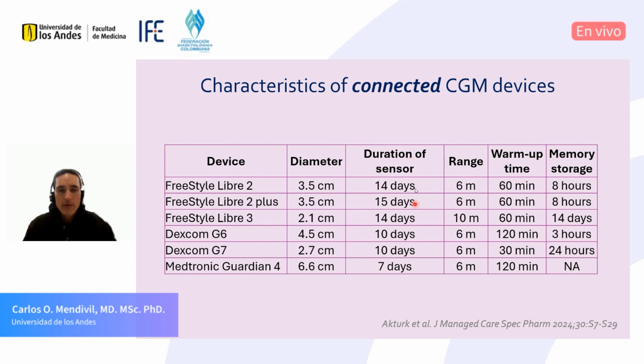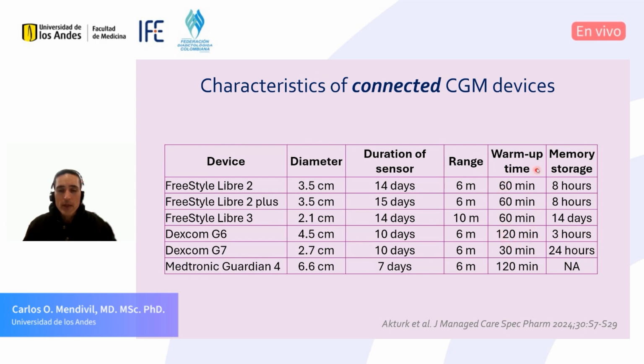So this is how often you have to replace the sensor. The range: how far can the detection device, either my cell phone or the receiver of the device, be so that it will still take the signal of the measurement from the sensor on top of my skin? It's between 6 and 10 meters, which is pretty good. This is the warm-up time. After I install the sensor, how long will it take to get my first measurement? That is usually between 60 and 120 minutes.